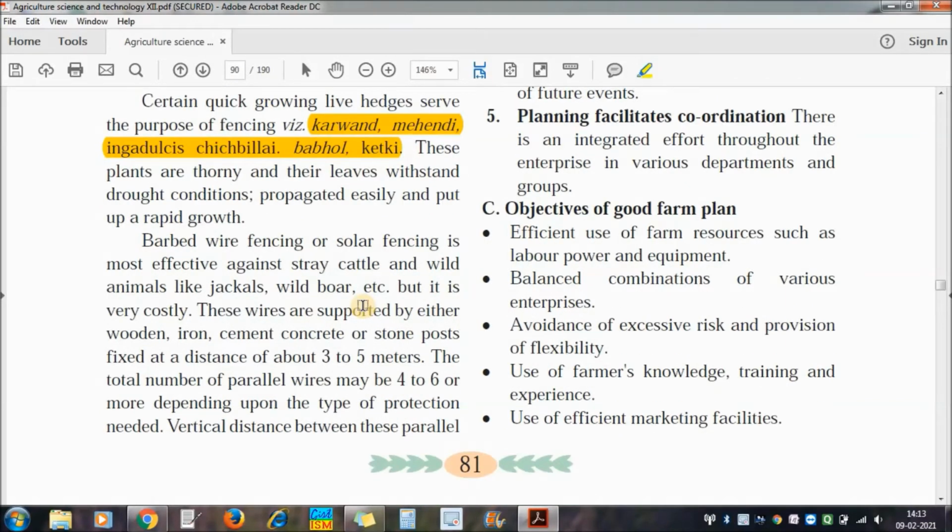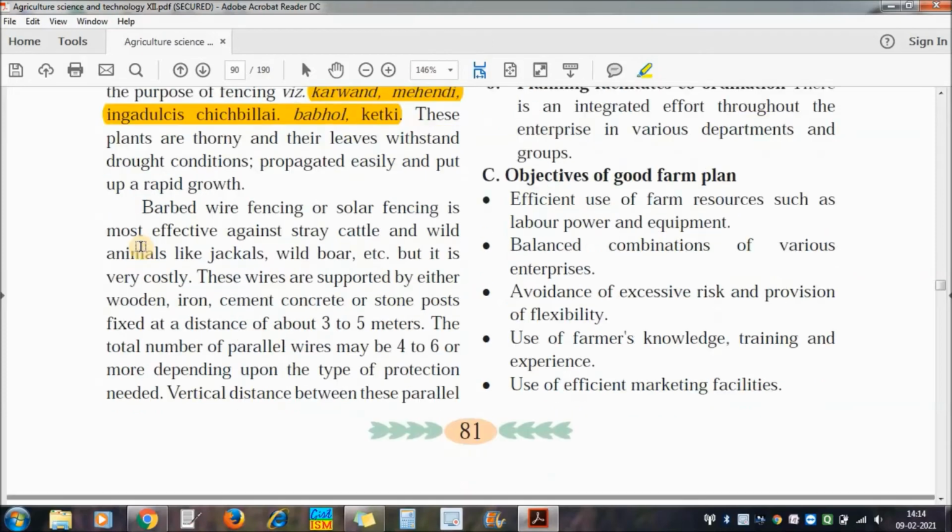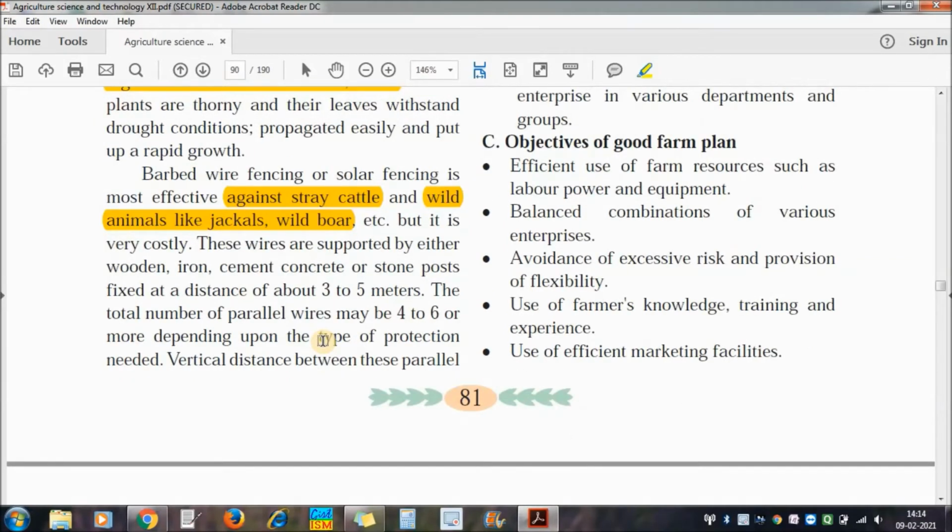This kind of fencing depends upon the budget available with the farmer, the availability of material, and one more thing, the kind or quality of the crop to be grown. If it is very costly, for example hybrid seed production, then we have to take costly wire fencing, because these fencings are important to prevent stray cattle or wild animals like jackals and wild boar entering the field. Otherwise such animals will damage the entire crop.